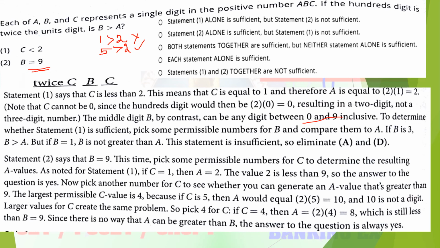So club both statements together. Statement 1 gives the information that C is less than 2. So I will choose C equal to 1. 0 is not possible for C, so I will choose 1. And minus 1 is not possible. Why? Because a digit goes from 0 to 9, so minus 1 is not possible. So I will take C equal to 1. From the second statement you get B equal to 9. And A is equal to twice that of C.